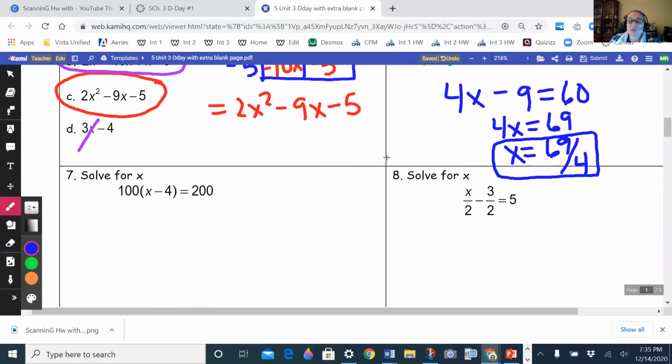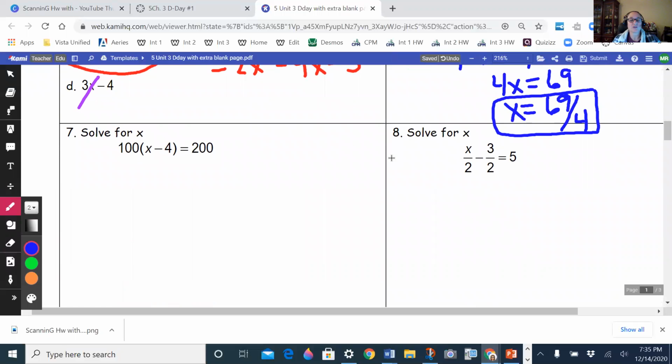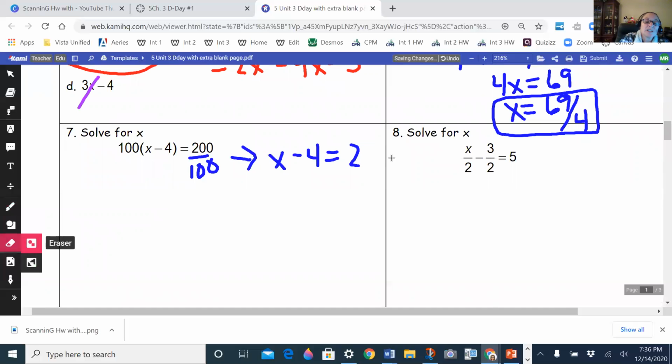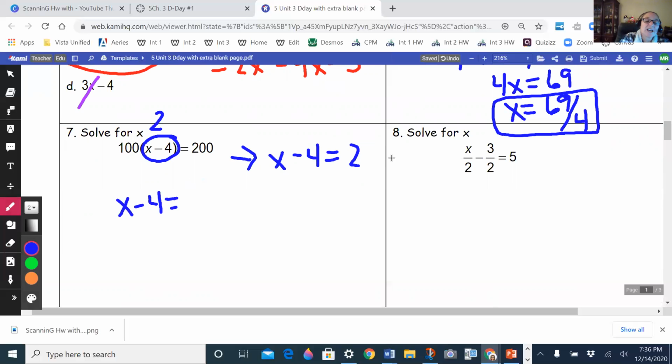On number 7, a couple of things you could do. You could distribute the 100, or you could just divide by the 100. If I divide this side by 100 and this side by 100, I get x minus 4 equals 2. Another way to have thought about this is doing the looking inside, where you're like, okay, I know that 100 times something gets me 200, and so I know this has to be a 2. So I know x minus 4 has to equal 2. And you see, I got the same thing that I just did when I divided by 100.